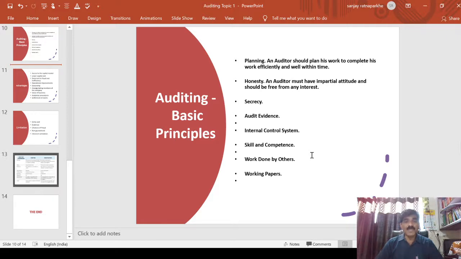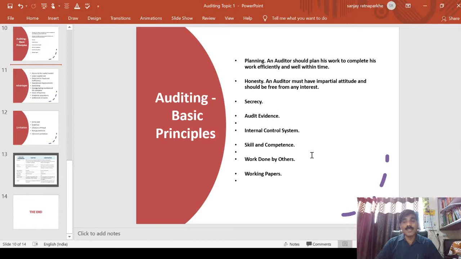The next principle is audit evidence. Sufficient and appropriate audit evidence is collected by the auditor, and on that basis he gives his opinion. When discharging the duty, it is necessary to obtain explanations and collect information from the personnel of the company and different persons who actually work on the jobs, and then make conclusions and go for reporting.